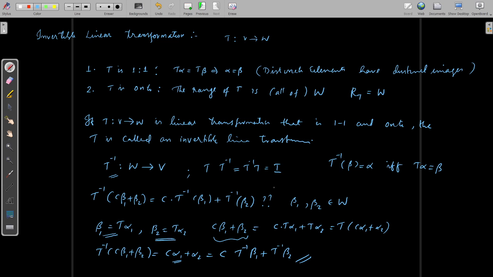So this is referred to as theorem 7 in the textbook. So this proves theorem 7. This is the proof of theorem 7. So this is a very important theorem.